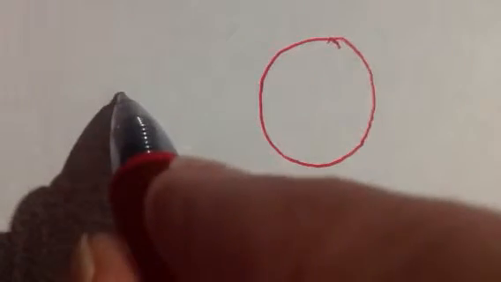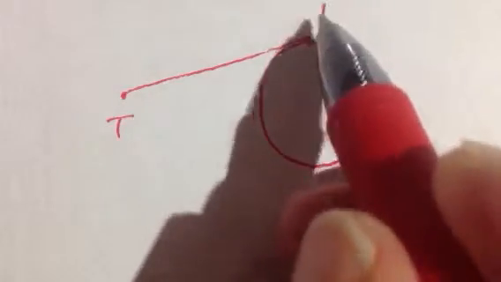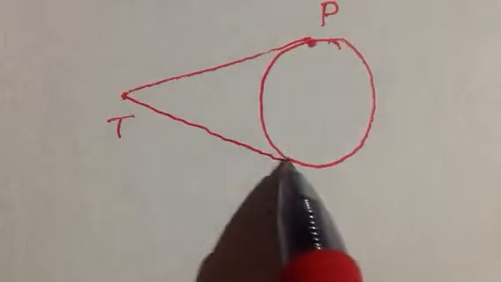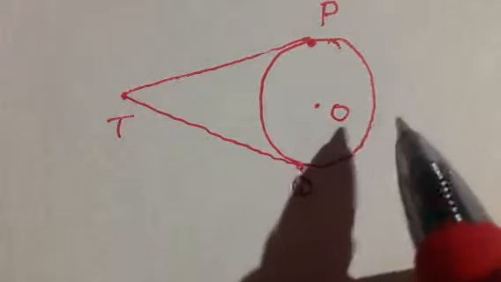Okay, now we're going to move into theorem 10.14, and there are various parts to this theorem. So let's start with the easiest case. Let's take a circle, and let's take an external point, call it T, and let's draw tangents that meet the circle at point P and point Q. Let's make the center of the circle O.